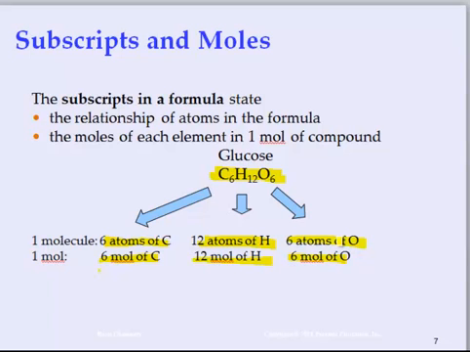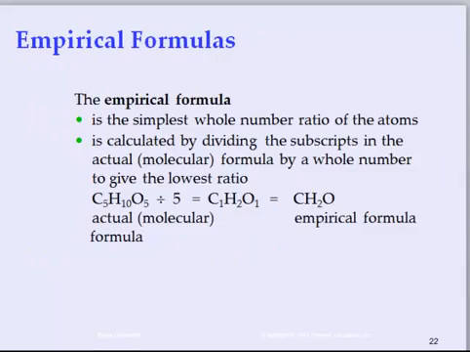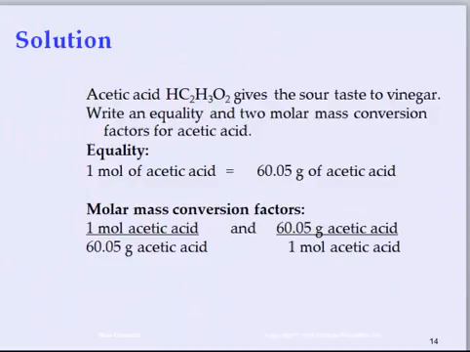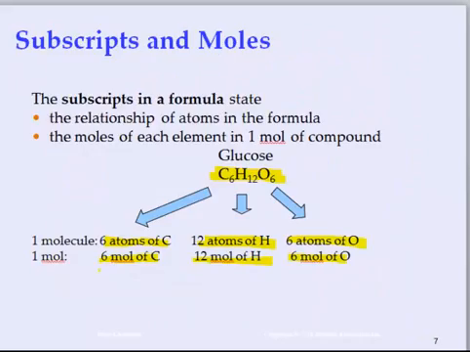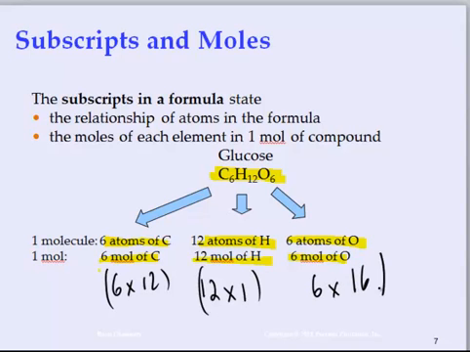So if you took the total of this, I'm sorry, I accidentally went too fast, let's go back over here. Okay, so let's say 6 moles of carbon, you would have 6 times 12, and then you would take 12 times 1, and you would take 6 times 16. And if you total those up, that comes to 180 grams, which would be the formula weight for glucose.